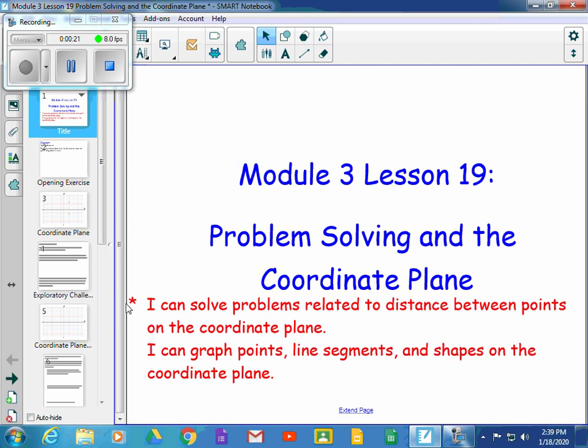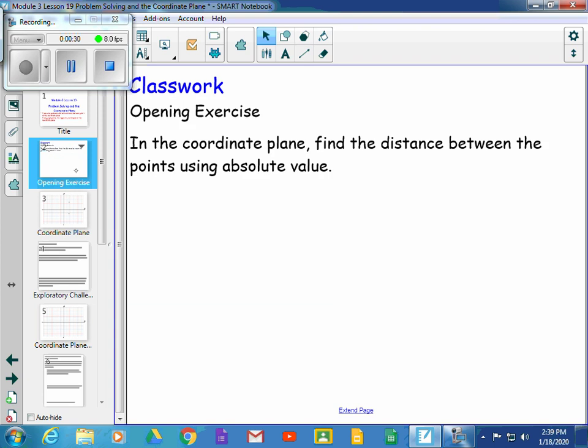Make sure that you take good notes throughout the video and pause the video at any time that you need to. Let's take a look at the opening exercise. It says, in the coordinate plane, find the distance between the points using absolute value.